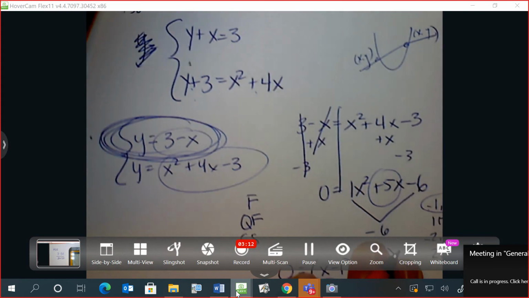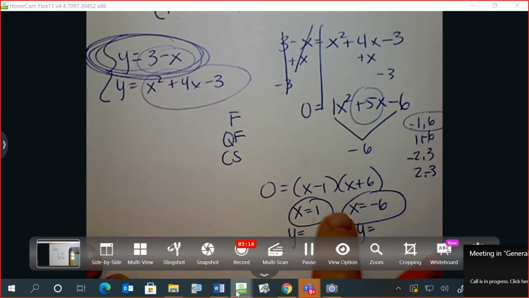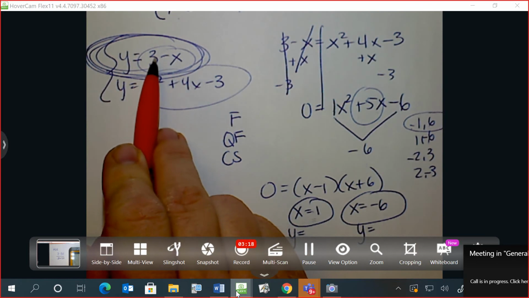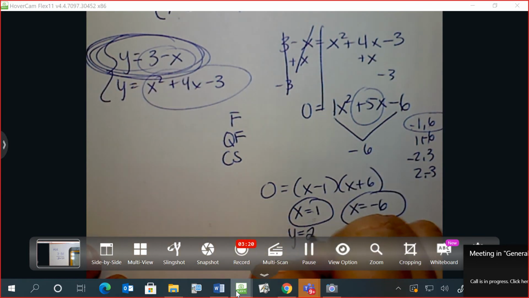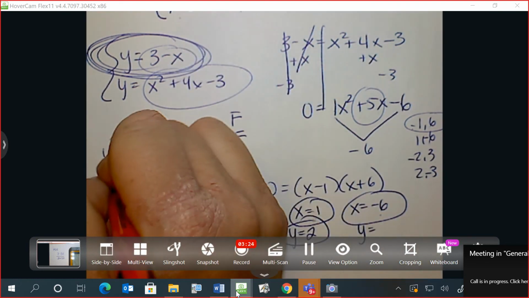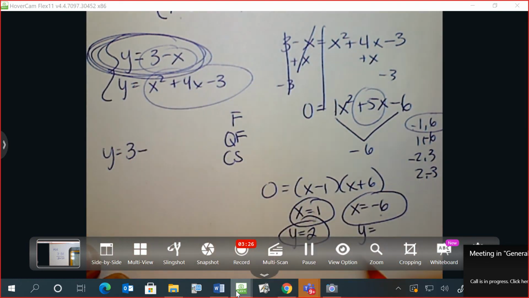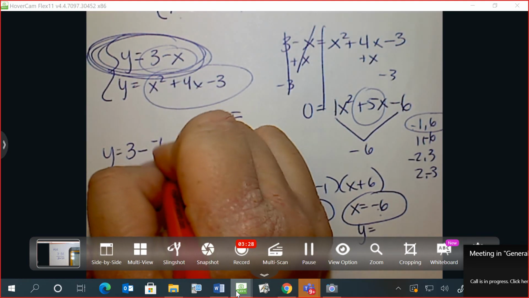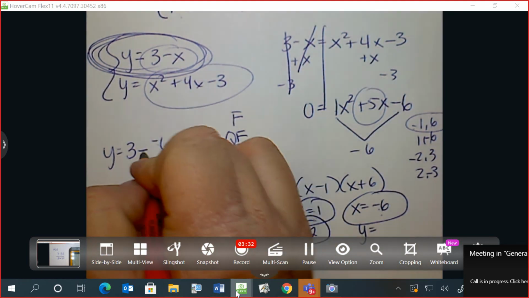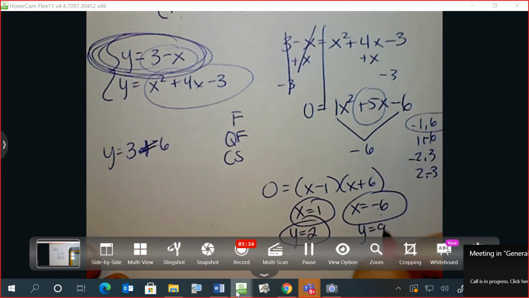You can do mental math, you can use a calculator, you can write it down, whatever works for you. So I'm going to substitute in 1 for an x. 3 minus 1 is 2. Then I'm going to substitute in negative 6. That's a little tricky here, so I'm going to write that out so I don't make a mistake. 3 subtract negative 6. Well, two negatives make a positive, and I end up with 9.